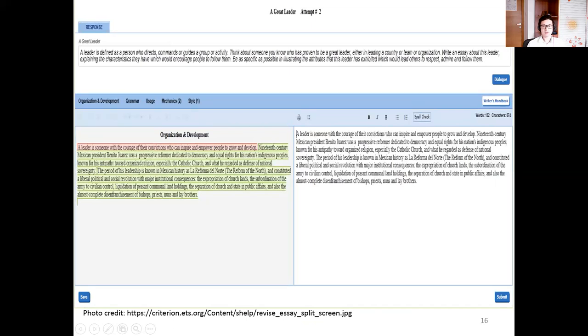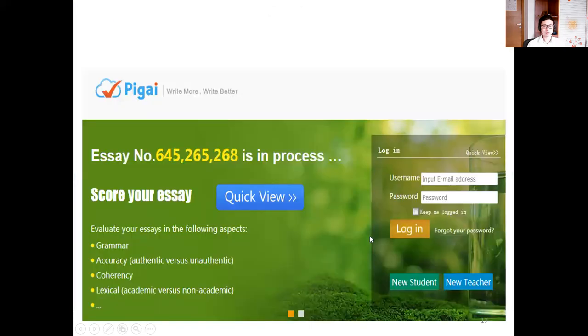It offers a score out of 6 based on the following areas: organization, development, grammar, usage, mechanics, and style. So you can receive feedback in these areas and make improvement. Similar to Criterion, PGuide is also an AW program.